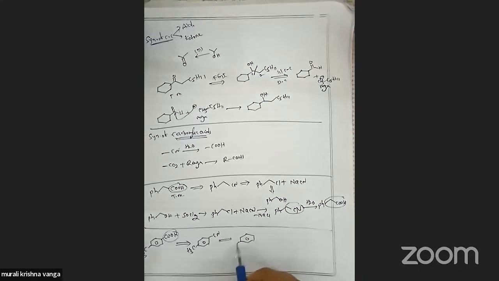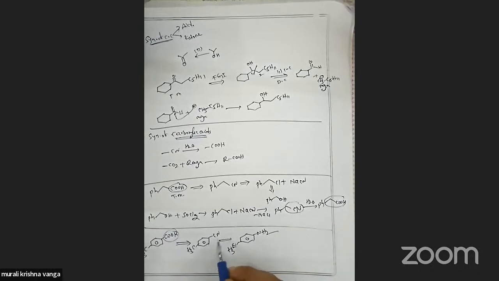Another example in your notes: the analysis of para-toluic acid. In this para-toluic acid, we know already that carboxylic acids are obtained from cyano groups. The cyano group is introduced on the benzene ring from amines, and these amines are obtained from a nitro group.